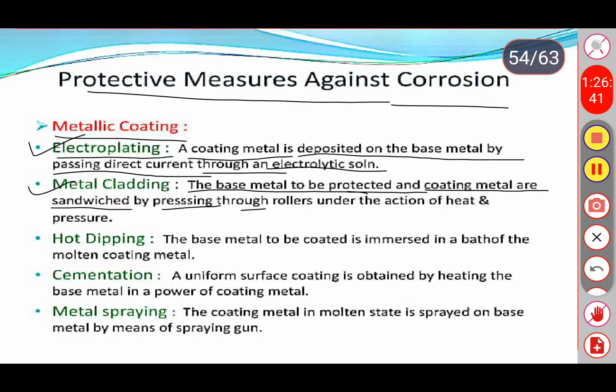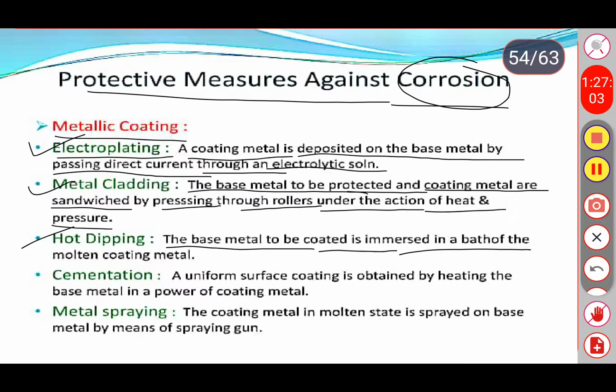Next, see the third method, that is hot dipping. The base metal to be coated is immersed in a bath of the molten coating metal. And next one, cementation. A uniform surface coating is obtained by heating the base metal in the powder of the coating metal. And next one, metal spraying. The coating metal in the molten state is sprayed on the base metal by means of spraying.